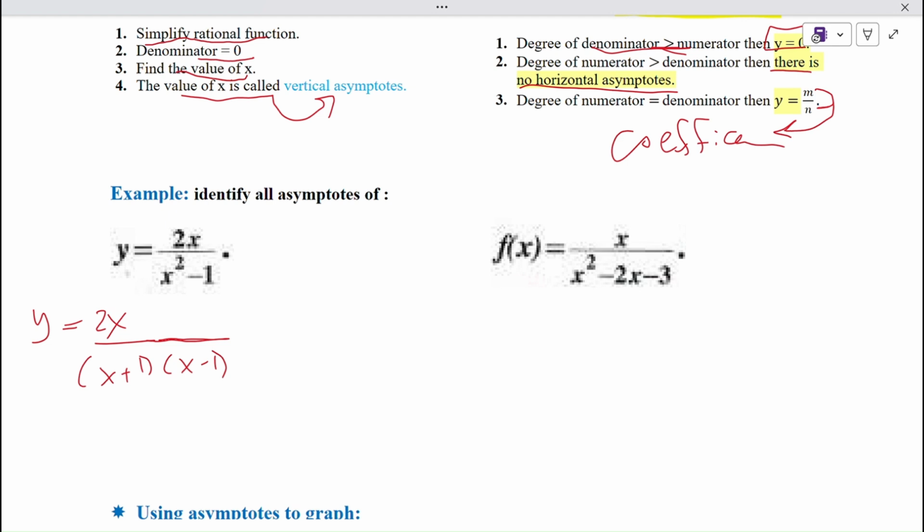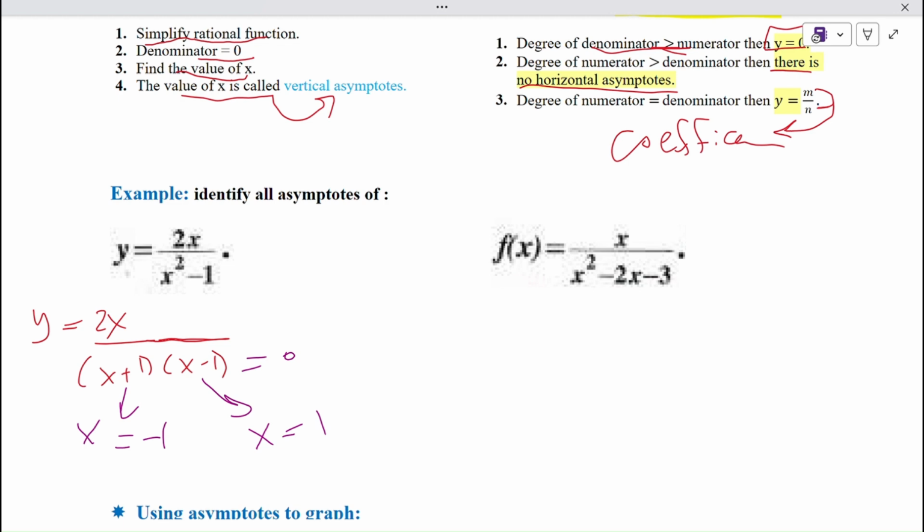This x is equal to minus 1, and this x is equal to 1. When you set it equal to 0, then you can find out the value of x. The value of x is equal to minus 1 and plus 1. This is about vertical asymptotes. Let me write it nicely.